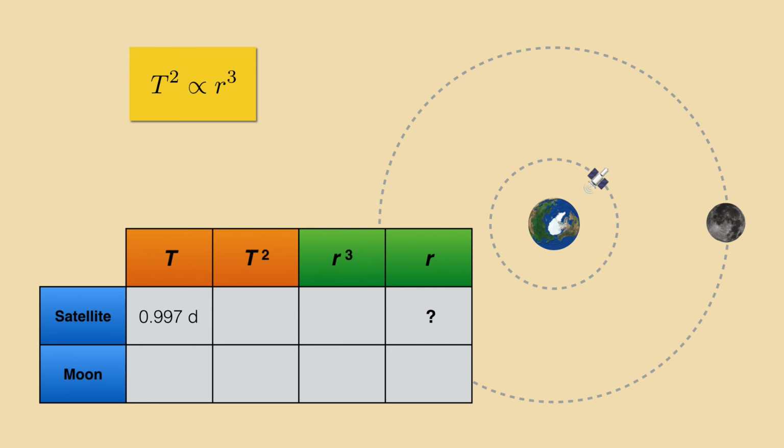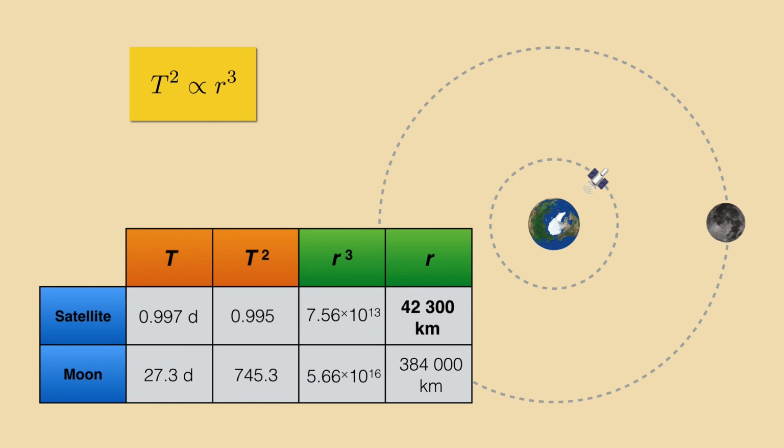Comparing the satellite with the Moon, which is some 384,000 kilometers away, while orbiting us once in 27.3 days, the proportionality between T squared and r cubed gives us an orbital radius for our satellite of 42,300 kilometers, or roughly 7 Earth radii.